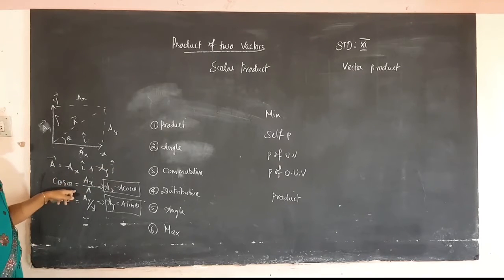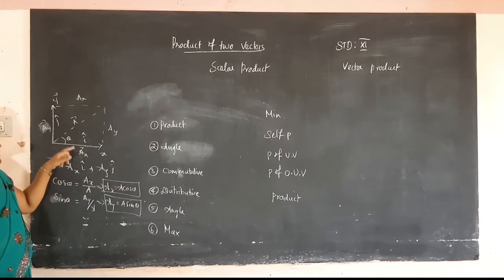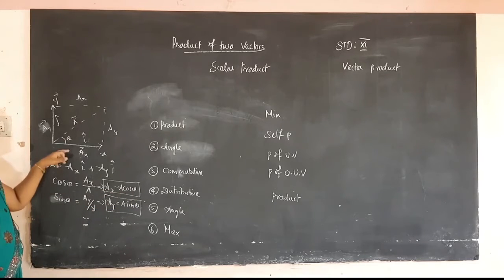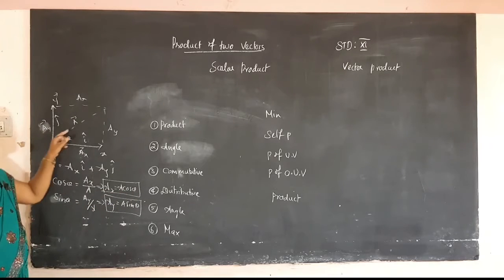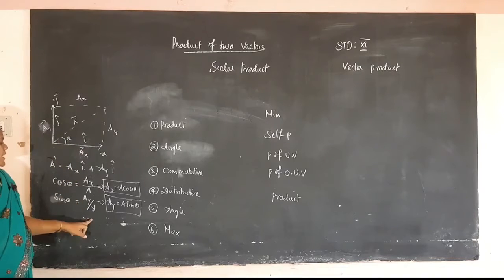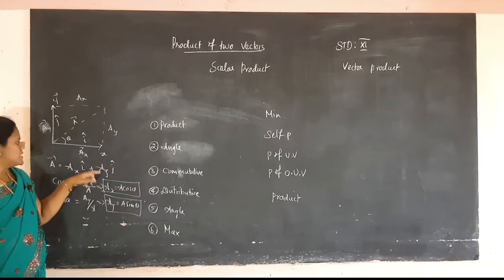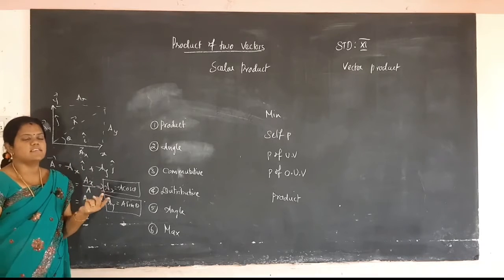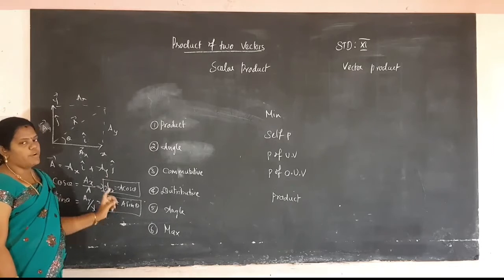Then cos theta is equal to adjacent side by hypotenuse, so Ax by A, so Ax is equal to A cos theta. And sin theta is equal to opposite side by hypotenuse, so Ay by A, so Ay is equal to A sin theta. Here the vector is considered along two axes, the x component of A and the y component of A.